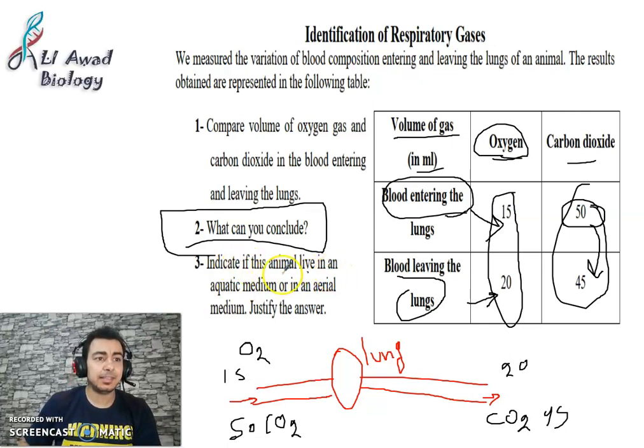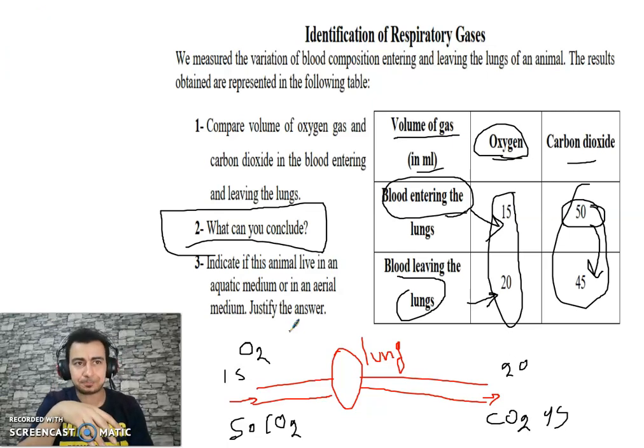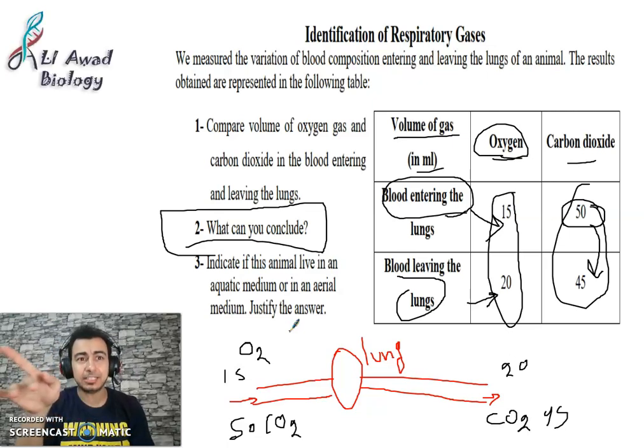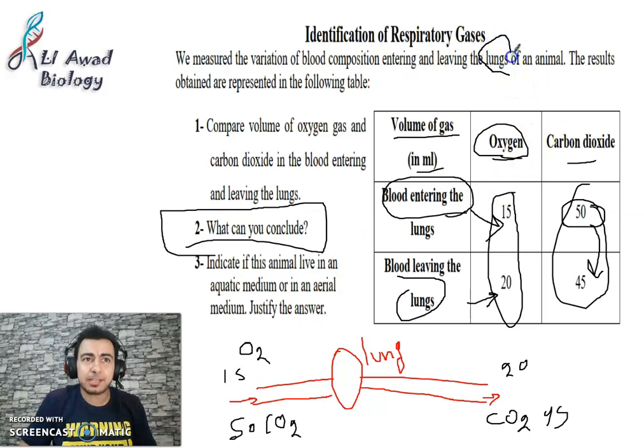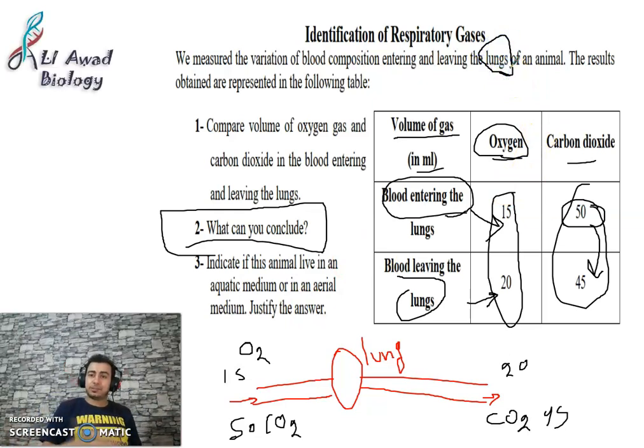Indicate if this animal lives in an aquatic medium or an aerial medium. Justify. الحيوان هيدا اللي نحن عم نقسله بعيش بأكواتيك ميديوم، بالمي، ولا بالهواء؟ شو رأيكم؟ أكيد بأريال ميديوم، بالهواء, because it respires by lungs. عم يتنفس بالرئة والرئة هن أداة تنفس لمين؟ Aerial animals, aerial respiration, not aquatic respiration. So the animal respires in an aerial medium because it has lungs.